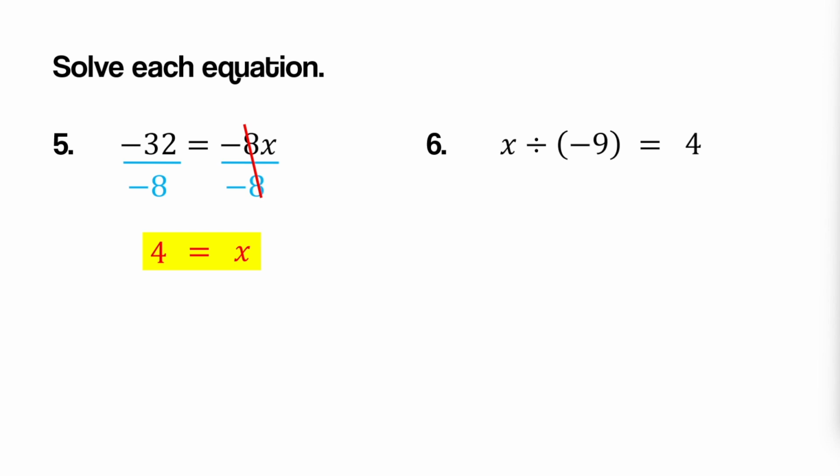X is divided by negative 9. Undo that by multiplying both sides by negative 9, leaving x alone on the left. On the right, 4 times negative 9 equals negative 36. Therefore, x equals negative 36.